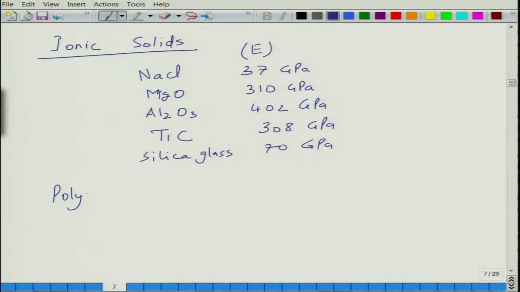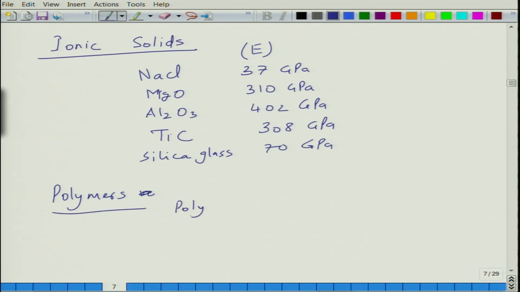So, generally covalent and ionic solids have very high modulus, metals have medium to moderate to high modulus depending upon the bond energy, and if you look at polymers, they have even lower values, very low values.